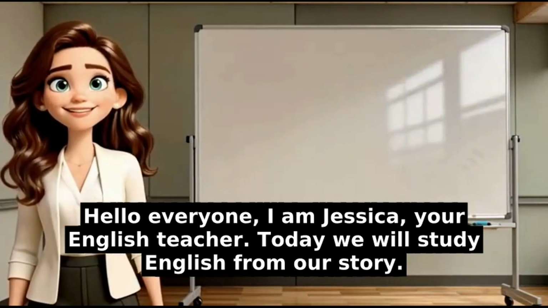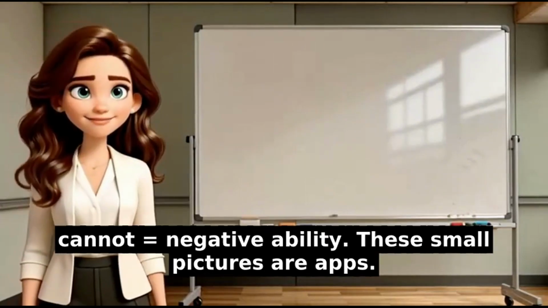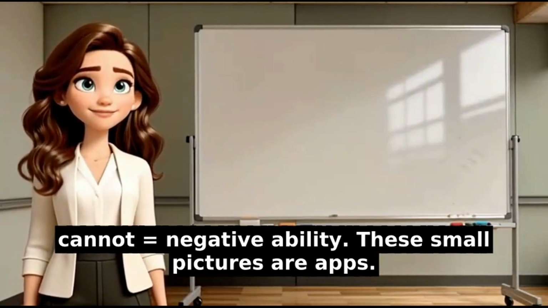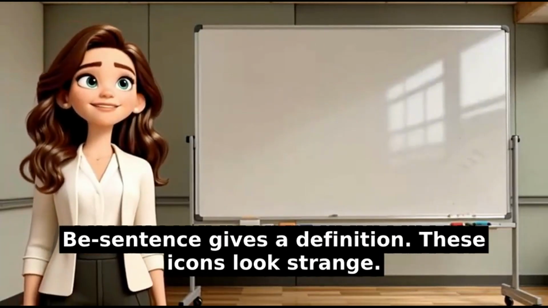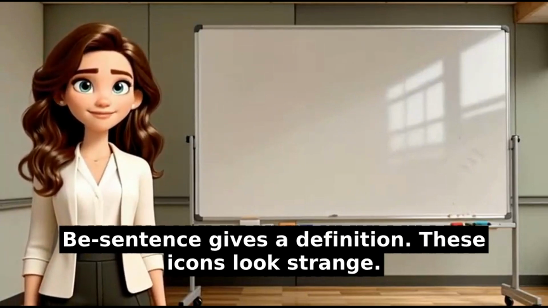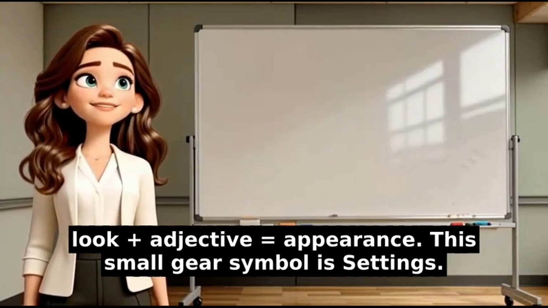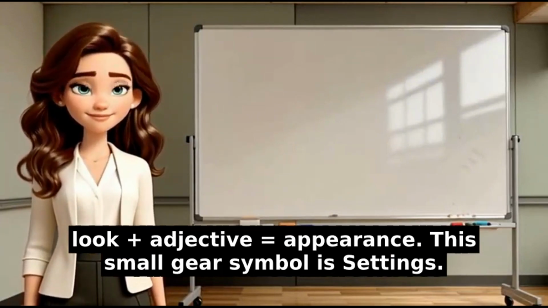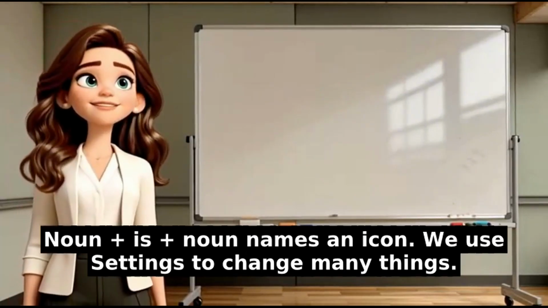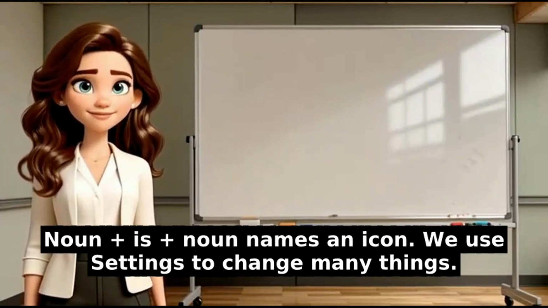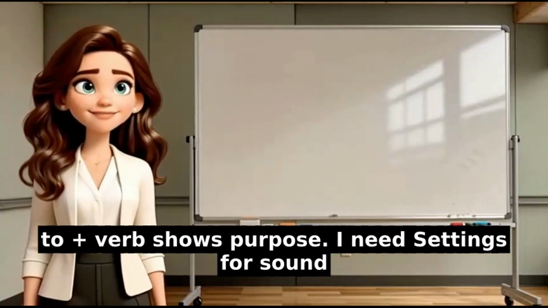Today, we will study English from our story. Cannot equals negative ability. These small pictures are apps. This sentence gives a definition. These icons look strange. Look plus adjective equals appearance. This small gear symbol is settings. Noun plus is plus noun names an icon. We use settings to change many things. To plus verb shows purpose.